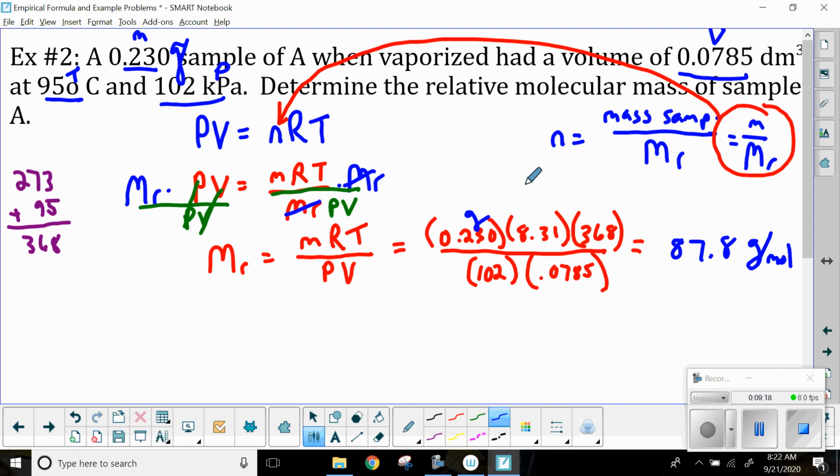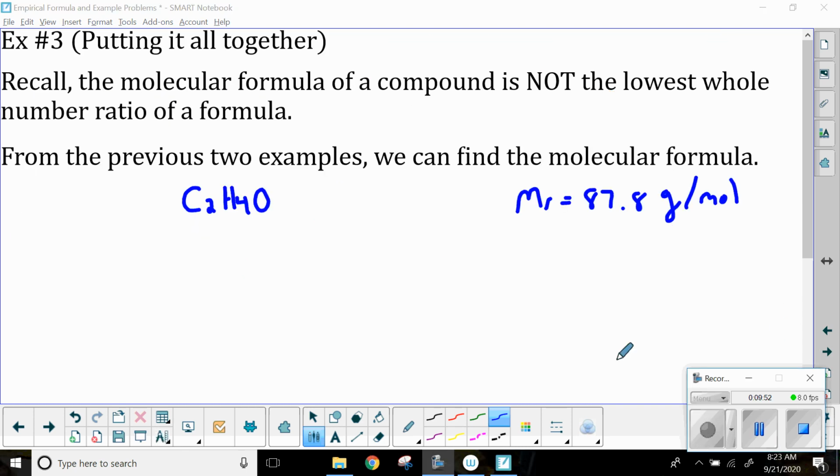And I could prove to myself what my units are going to be, because this is grams. This is going to be a universal unit that's going to cancel out everything except grams per mole. That's going to be temperature, that's going to be pressure, and that's going to be liters, kPa, L, and everything in that universal gas constant will cancel out those units. So that is my molecular mass of this sample A. From that information, we will then be able to get its molecular formula. And that's what we're going to do next.